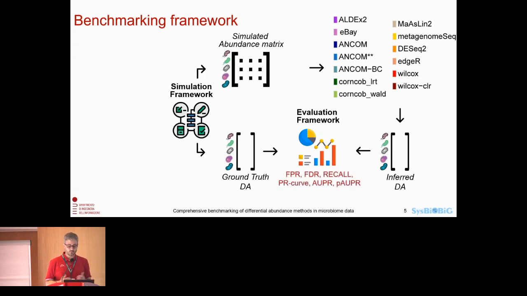What about the metrics? Well, we have a set of ground truth labels, the inferred ground truth labels. We use the typical metrics that you can use even to assess machine learning predictions. So false positive rate, false discovery rate, recall, and many other metrics.